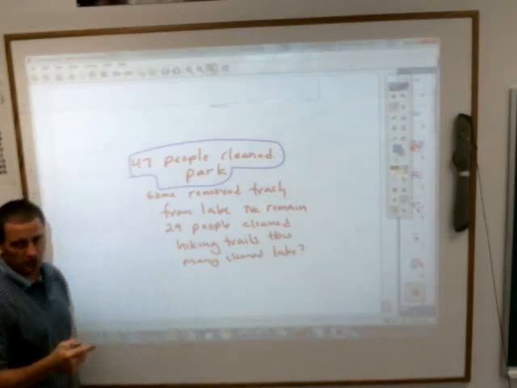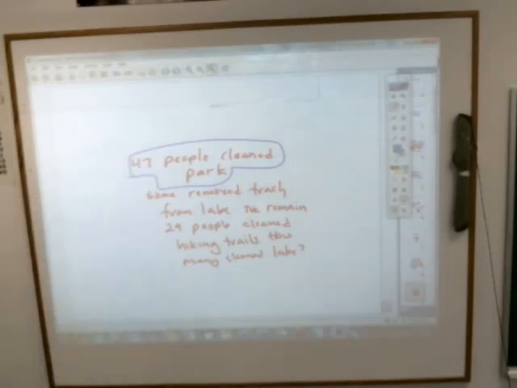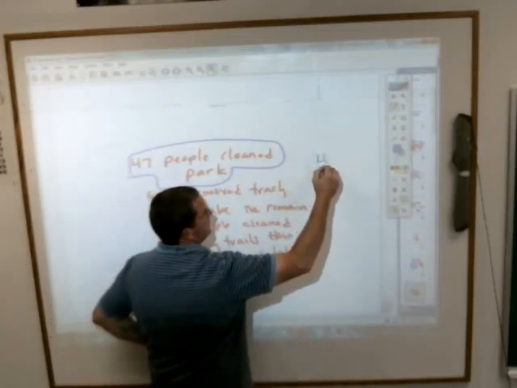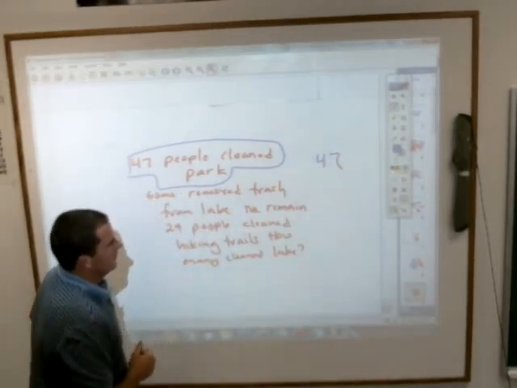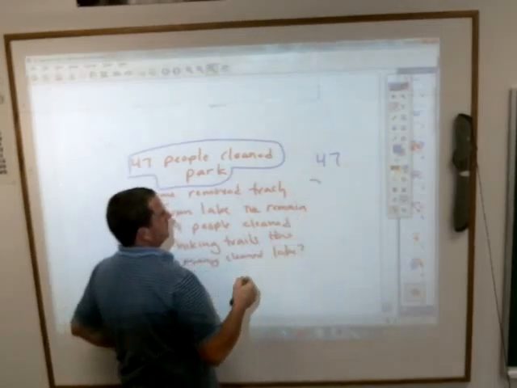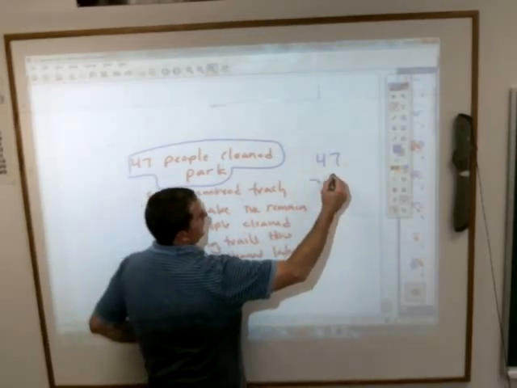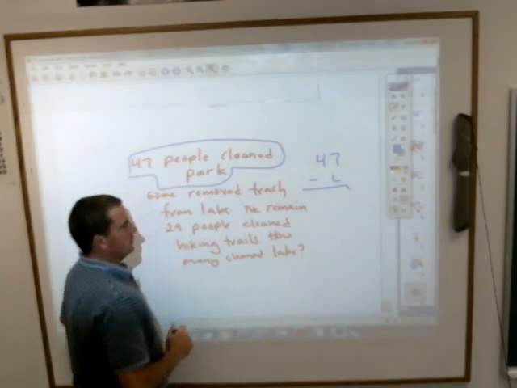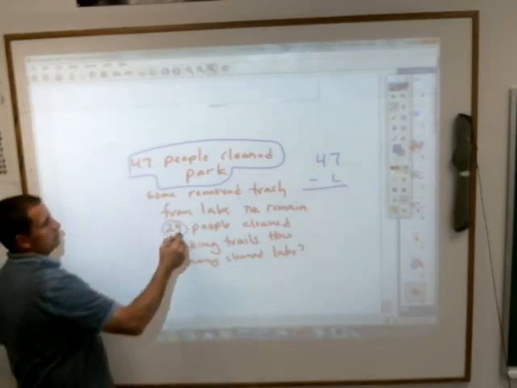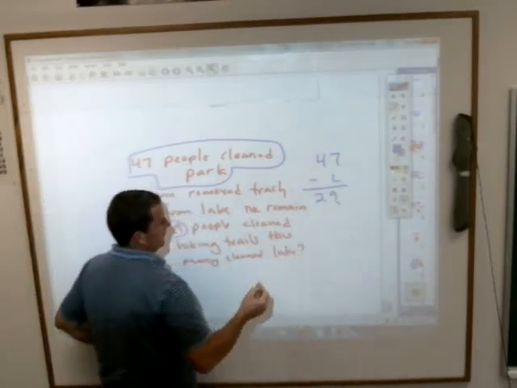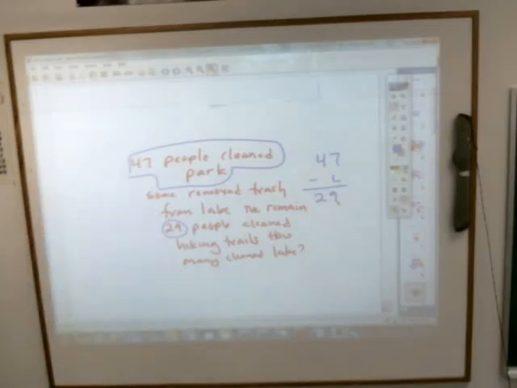Because in the park apparently there's a lake and there's a hiking trail. So are you taking those 47 people and adding people to them, or are you saying I'm separating them into two different groups? Christine? Separating. Yes, you are taking the 47 people, right? And when you take away the people that cleaned the lake, how many people remain? 29 that cleaned the hiking trail.